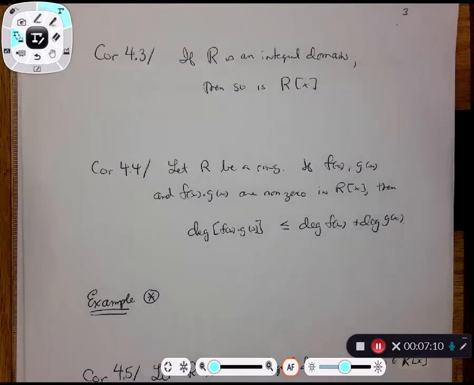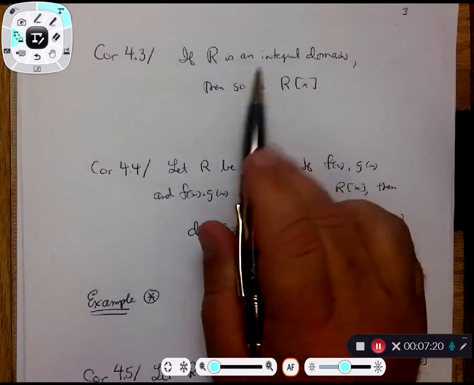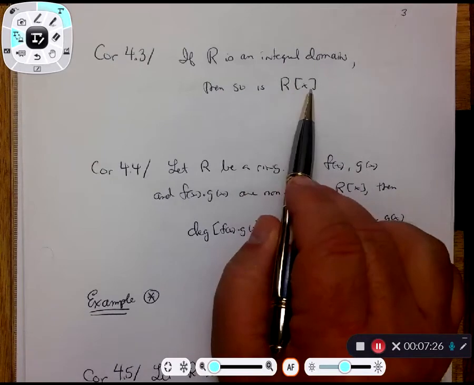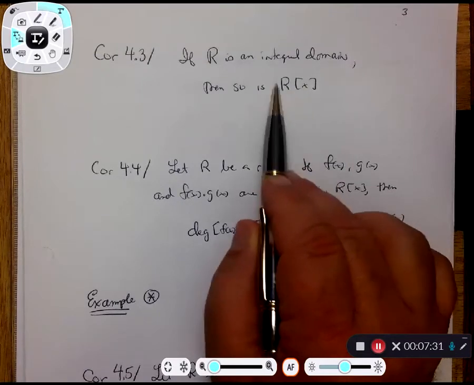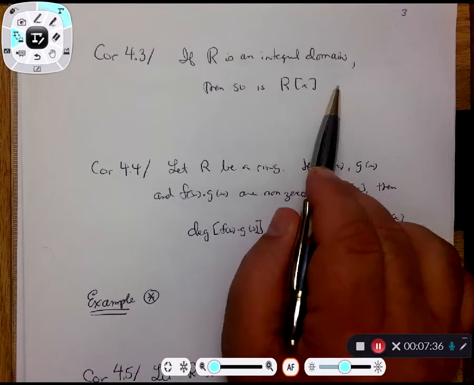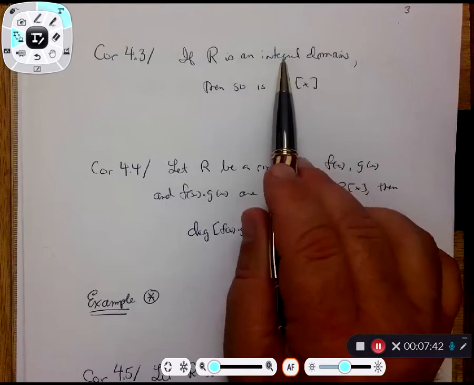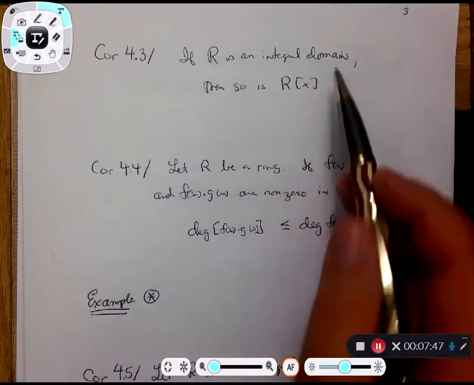Corollary 4.3 of this Theorem 4.2 says this. If R is an integral domain, then so is R adjoined X. If R, where the coefficients come from, is an integral domain, then R adjoined X is also going to be an integral domain. You won't have any zero divisors in your polynomials. There's no way to get a non-zero polynomial times another non-zero polynomial to actually give you 0. And because the coefficients commute, the integral domainness of R will transfer into the polynomial ring also being an integral domain.